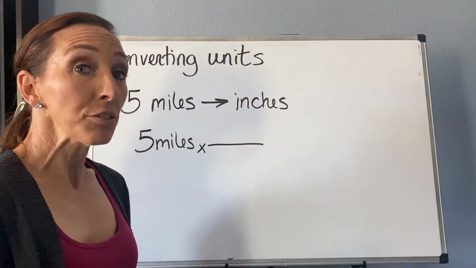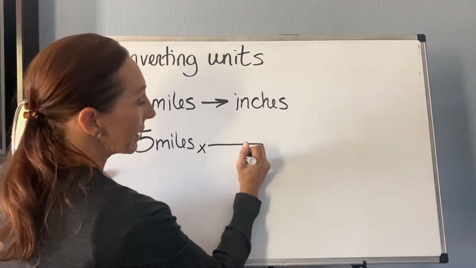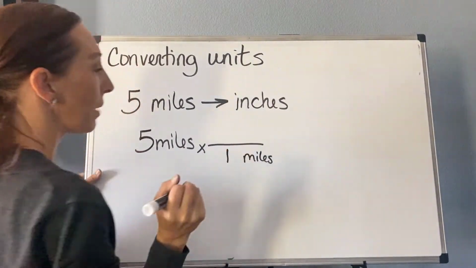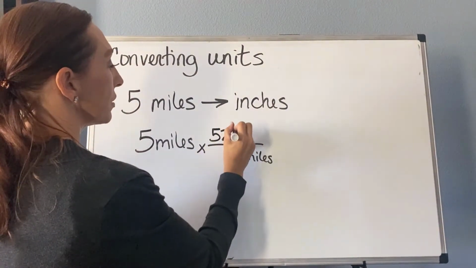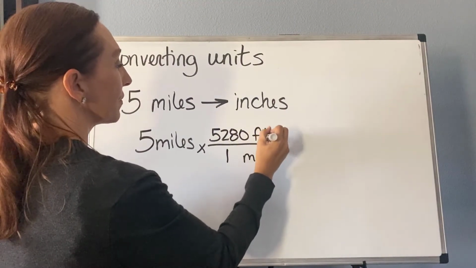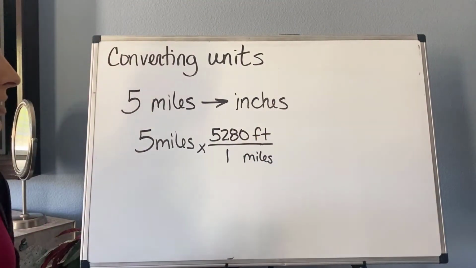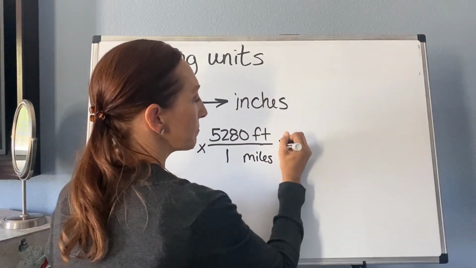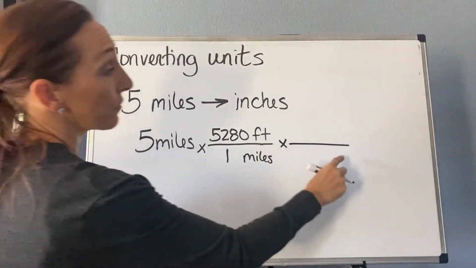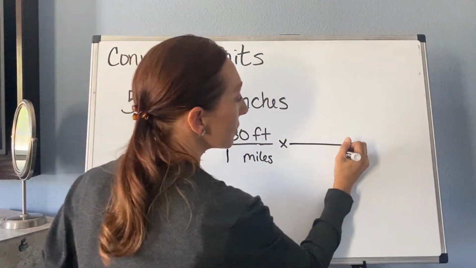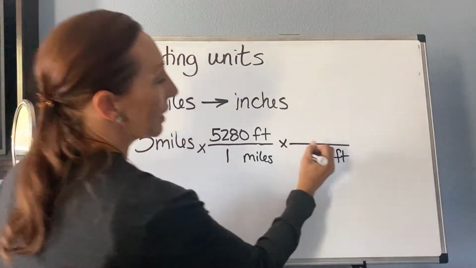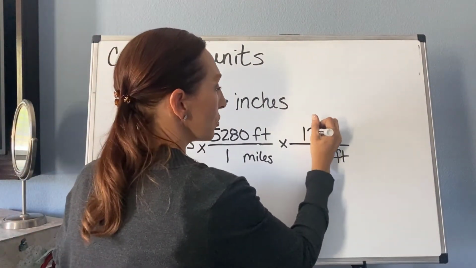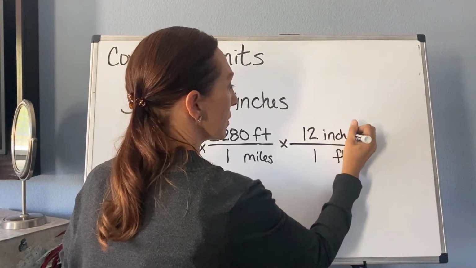So I don't know that, but I do know how many feet are in a mile. So again, I need to put miles on the bottom, because that's what I'm going to cross off. So 1 mile is 5,280 feet, right? Okay. So that's good. Now I would convert to feet, but what I want is inches. So I have to do this one more time. And I'm going to put feet in the bottom because I want it to cross off feet. And I'm going to say 1 foot is, I know it's 12 inches. So 1 foot equals 12 inches.